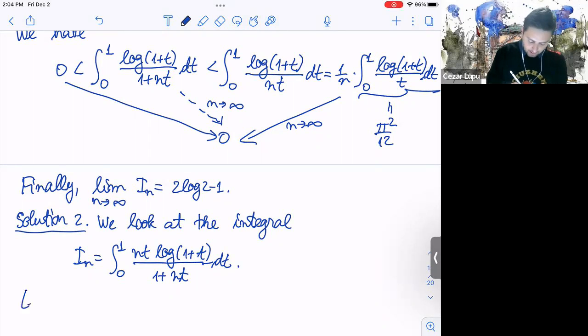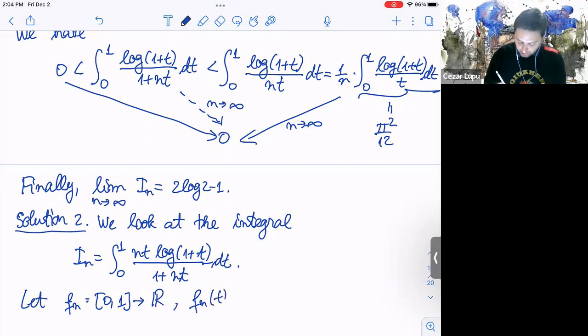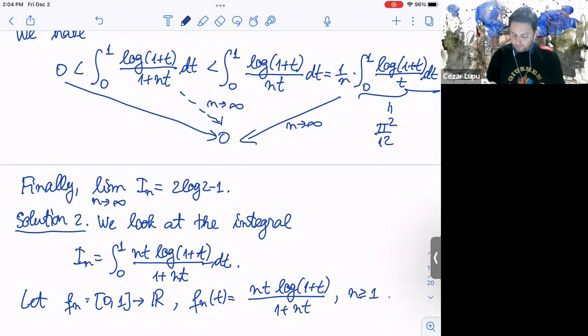So let fn be given by fn of t is nt, let me put log of 1 plus t there as well, over 1 plus nt. This is a sequence. It's a monotonic sequence, an increasing sequence of functions.